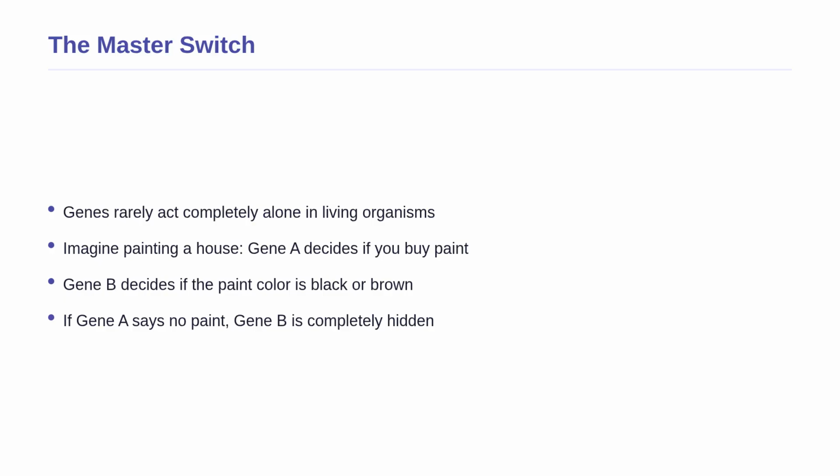To understand what epistasis is, let us start with a simple analogy. Imagine you are painting a house and you have two decisions to make. First, you must decide whether to paint the house at all. Second, you must decide what color to paint it. Let us say gene A acts as the master switch that decides if you will buy paint, and gene B decides if the paint is black or brown. If gene A says no paint, it completely does not matter what gene B says. The house stays unpainted. This is exactly how epistasis works.